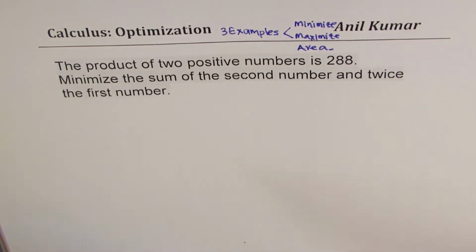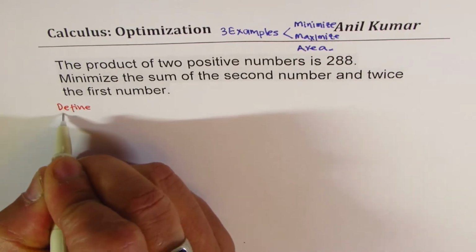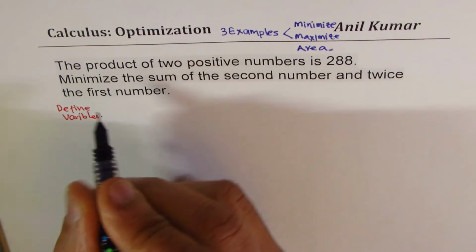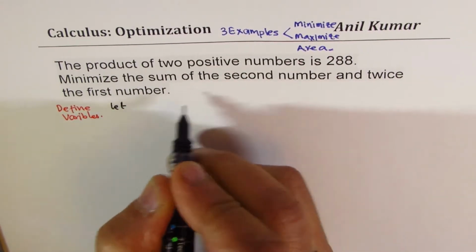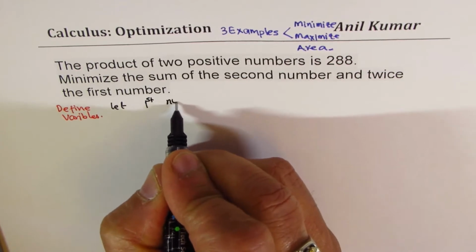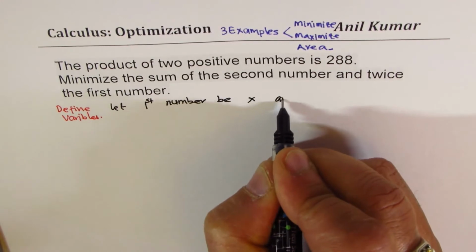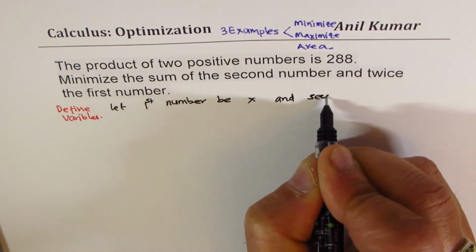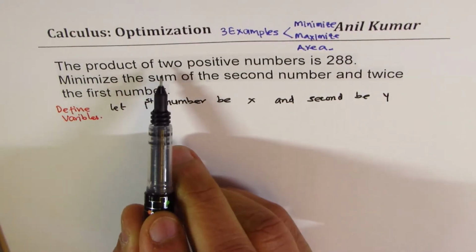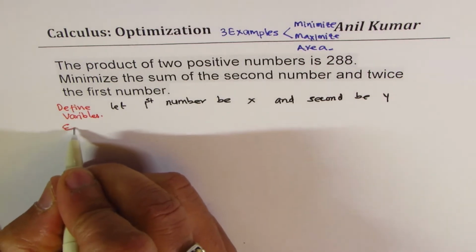So first step is define variables, right? So first let's define variables. So we select the two numbers x and y. So we are talking first and second, so we'll select first number as x and second as y. Now it says the product of two positive numbers is 288. So we get our equation 1.